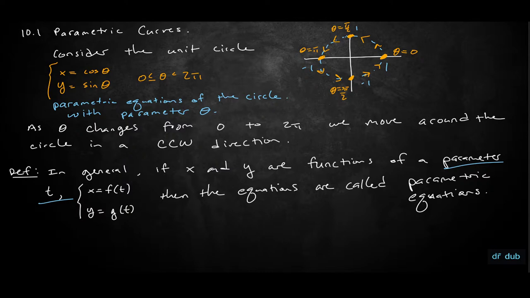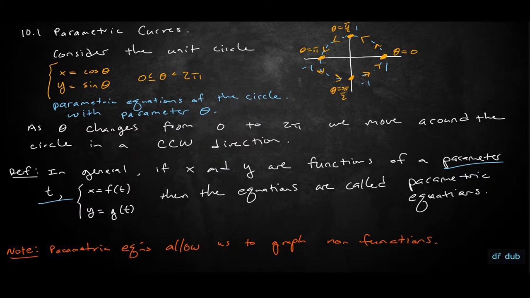And what do parametric equations do for us? Parametric equations allow us to graph things that are not functions. Kind of like circles and ellipses and weird things that loop around on themselves. Something you couldn't describe with something like y equals f of x. So we can graph more interesting curves in two-dimensional and three-dimensional space. I just didn't put a z here, but you could have a z equals h of t or something like that. And that would be your z component of your parametric equations.